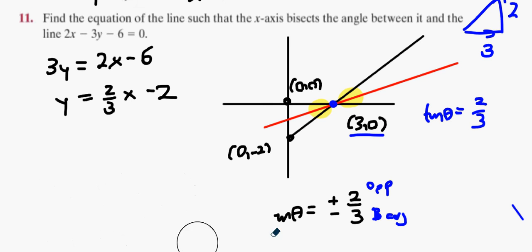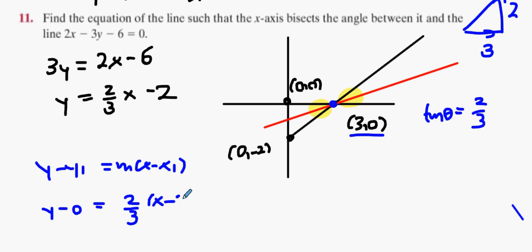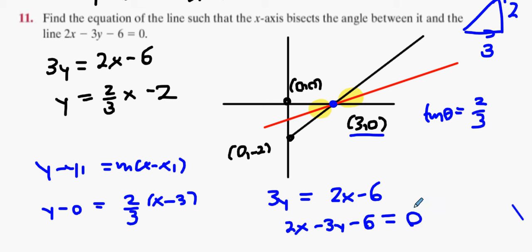So here's what we're going to do. y minus y1 equals m into x minus x1. We're going to do y minus 0 equals 2/3 into x minus 3. 3y equals 2x minus 6. That's 2x minus 3y minus 6 equals 0. And you're done. Alright?